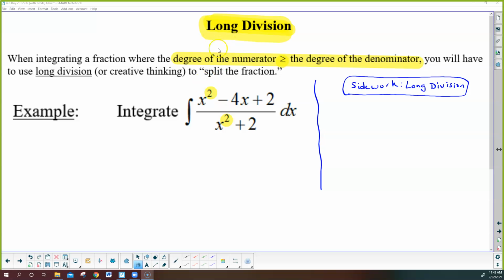Once we determine that the degree in the top is larger or equal to the degree in the bottom, we're going to set up long division. It's probably been a while since you've done this. I know we do it in pre-calc, but I'm going to take the bottom, x squared plus 2. I am going to put a place value in there because we are missing that 0x. And then we're going to do long division by seeing how many times the denominator goes into the numerator.